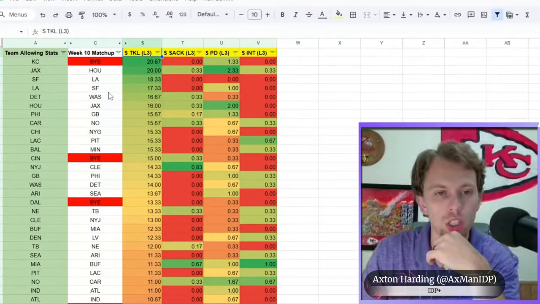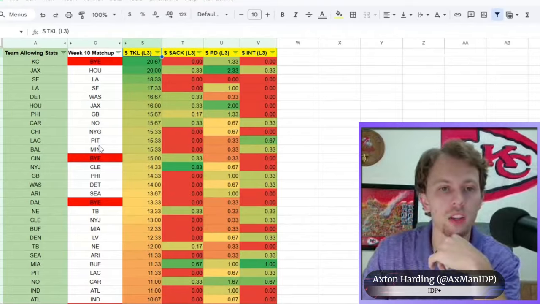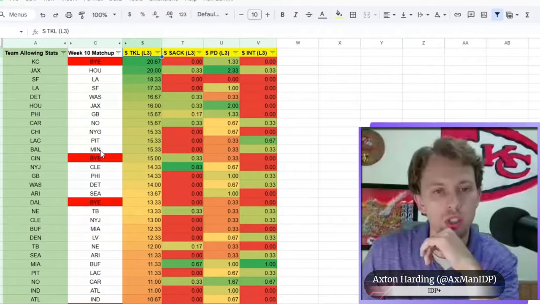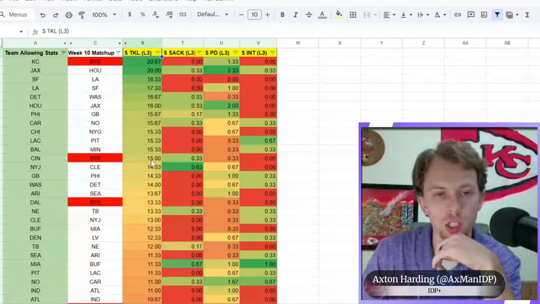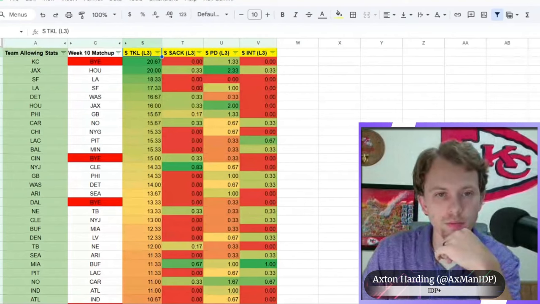San Francisco, Washington, Jacksonville, Green Bay, New Orleans Saints, the Giants, the Steelers, and the Vikings, all kind of heading the charge here in the more favorable matchups for safety production.